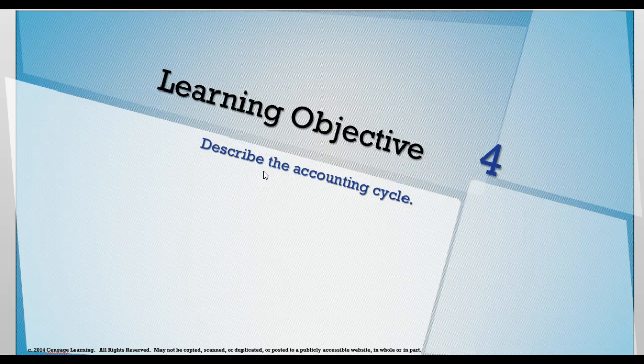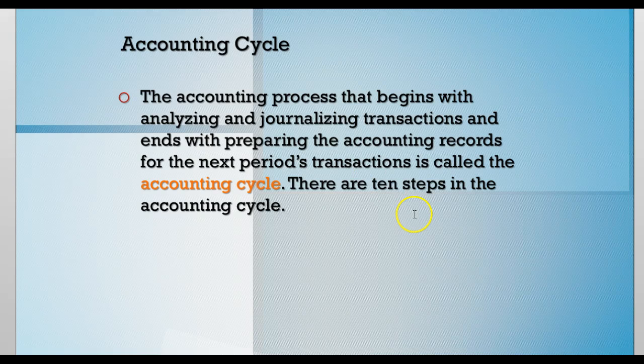Okay, now let's go over the accounting cycle one more time. That's learning objective 4. So it begins with analyzing and journalizing transactions and ends with preparing the accounting records for the next period's transactions. And that's called the accounting cycle.